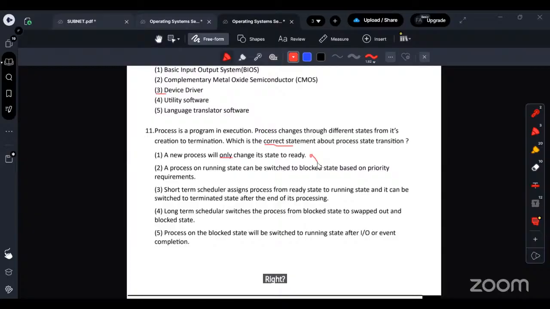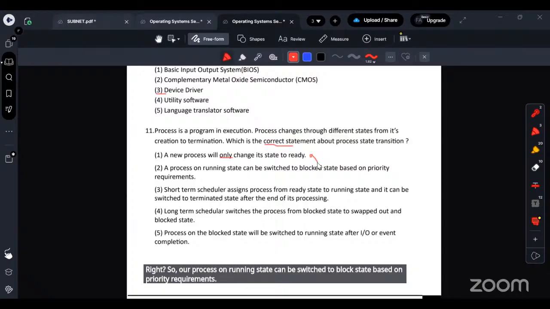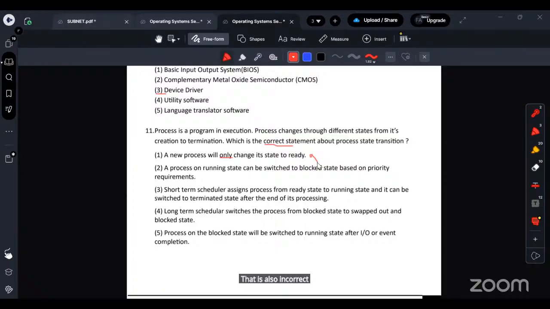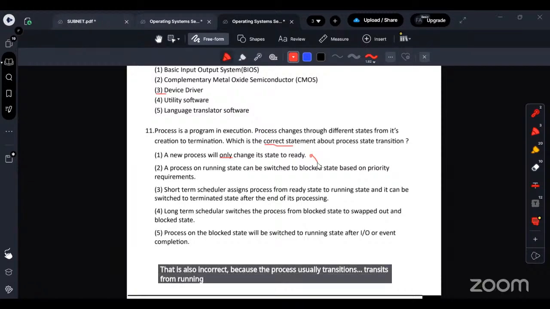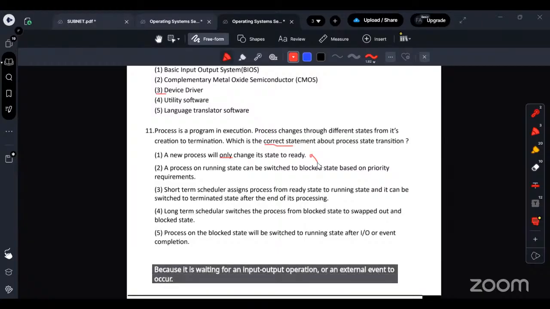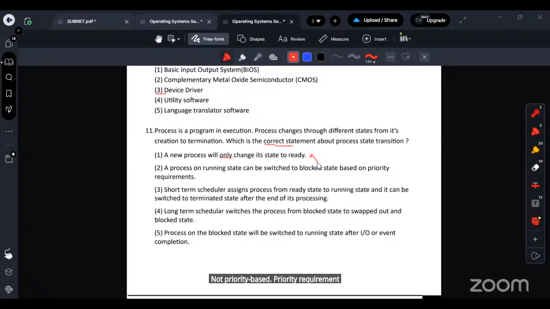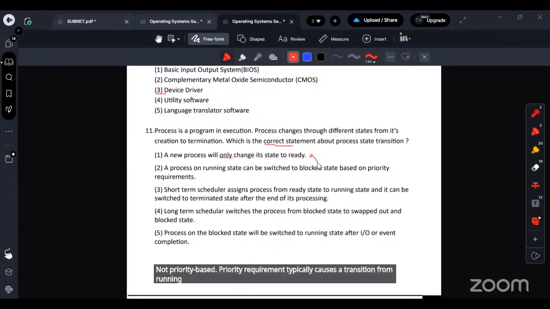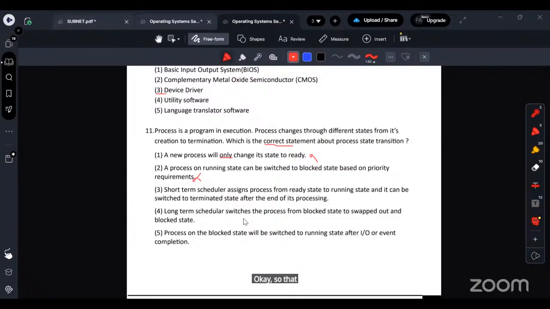Right? So a process in running state can be switched to blocked state based on priority requirements. That is also incorrect, because a process usually transitions from running to blocked because it is waiting for an input output operation or an external event to occur, not priority based. A priority requirement typically causes a transition from running back to ready. Okay, so that is also wrong. So the third one, that is a correct answer.